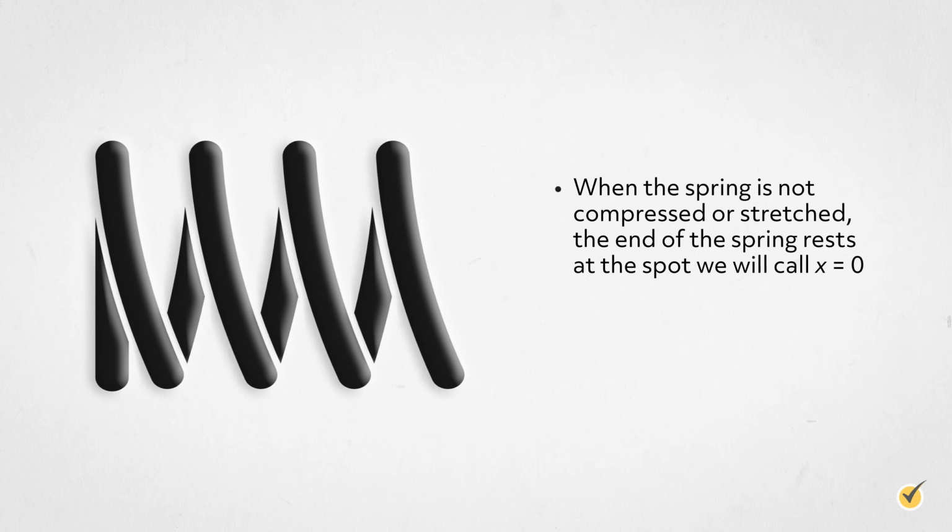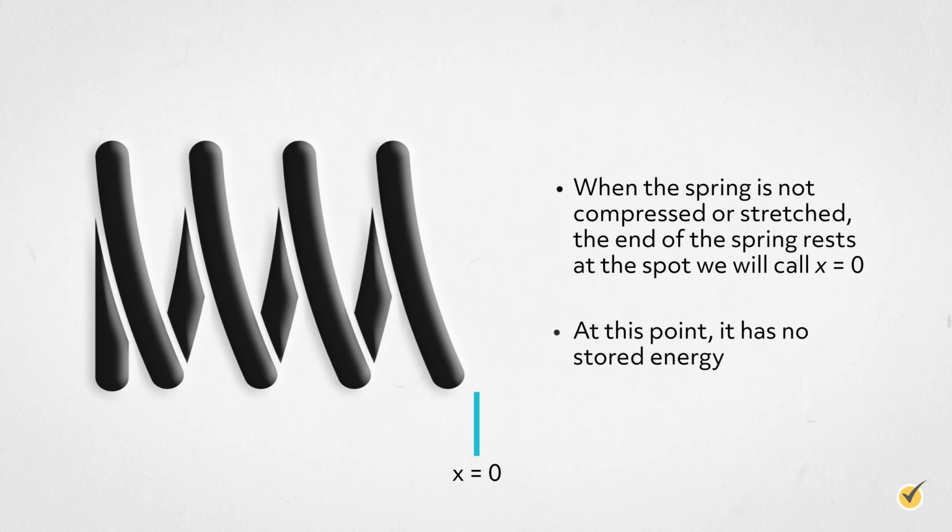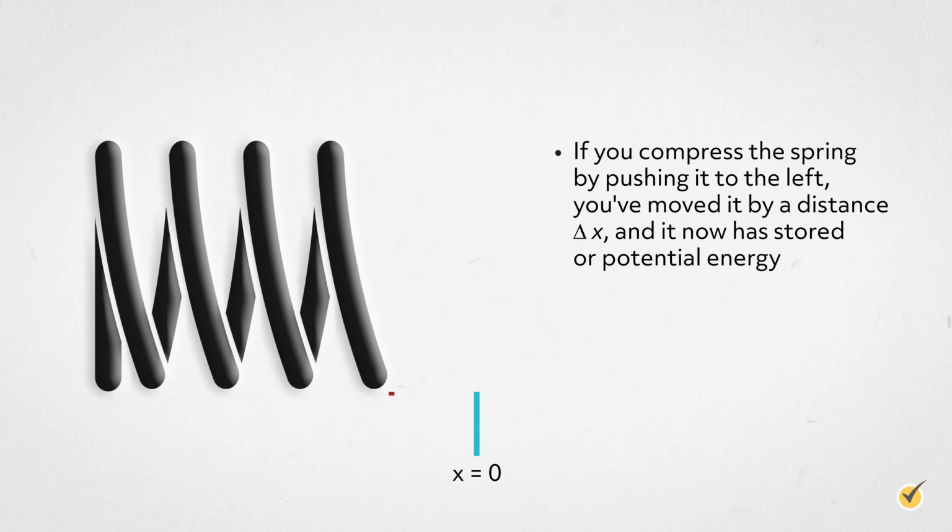When the spring is not compressed or stretched, the end of the spring rests at the spot we will call x equals 0. At this point, it has no stored energy. If you compress the spring by pushing it to the left, you've moved it by a distance delta x, and it now has stored or potential energy.